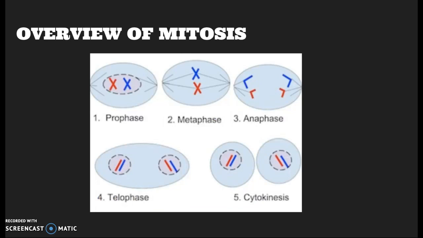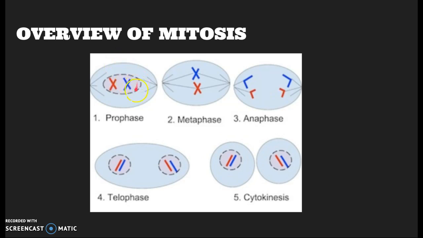Mitosis. So the purpose of mitosis is to replace old cells with new cells. Mitosis consists of four phases. There is prophase, metaphase, anaphase, telophase, and cytokinesis is the division of the cytoplasm and follows mitosis. So during prophase, which is over here, the chromatin condenses into chromosomes, and the nuclear membrane and nucleolus break down.